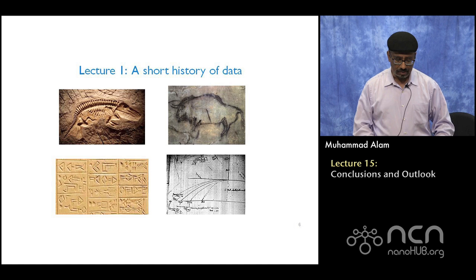Then once human beings started to learn how to draw, they began to provide information, to write information in a pictorial form. The pictorial form then eventually evolved into alphabets and languages. And so these were all carrying information from one generation to the next. And finally, scientific information.